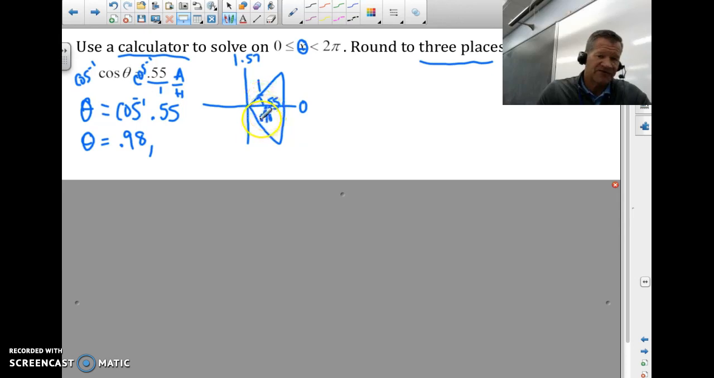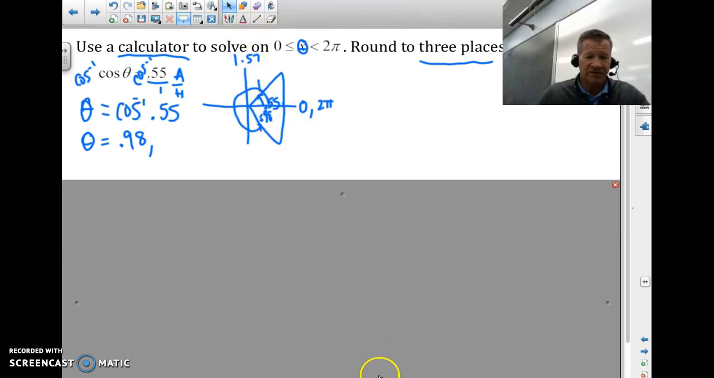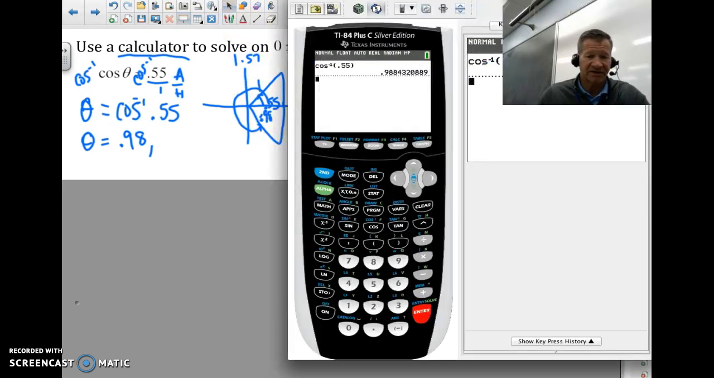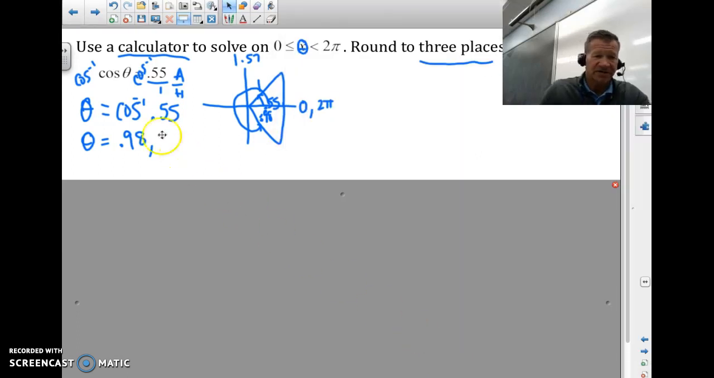So if I have a reference angle of 0.98 in the 4th quadrant, how big is this angle that goes all the way around? Well, if I go all the way around, I get 2 pi. But I'm not going all the way around. I'm stopping 0.98 short of that. And I broke one of my rules. I said to round to 3 places. Let me check that again. It'd be 0.988. So I was kind of naughty there. 0.988 is the first answer.